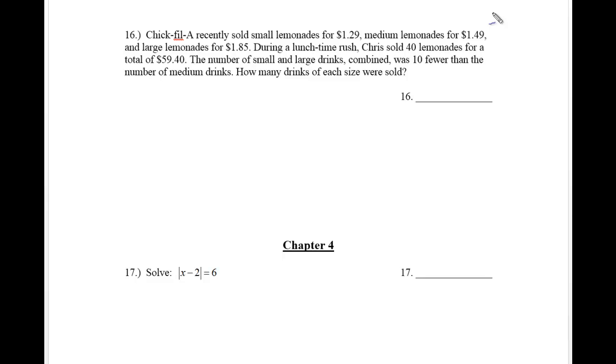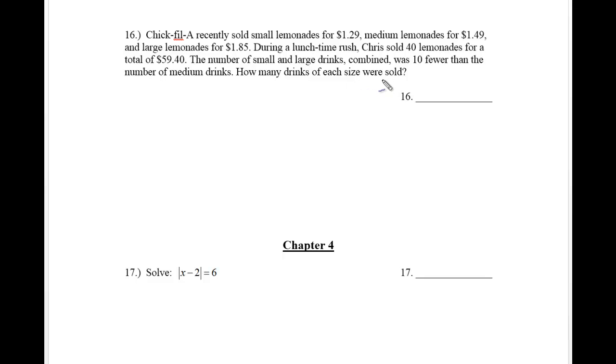We're looking at page 5, and this is a story problem that deals with 3 variables and 3 unknowns. It says here that Chick-fil-A has recently sold lemonades: small for $1.29, medium for $1.49, and large for $1.85. During a lunchtime rush, Chris sold 40 lemonades for a total of $59.40. The number of small and large drinks combined was 10 fewer than the number of medium drinks, so how many of each size was sold?